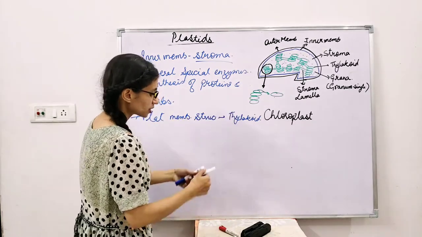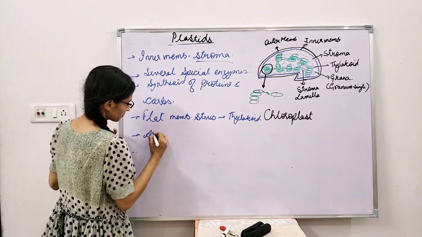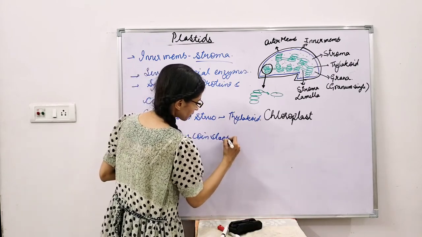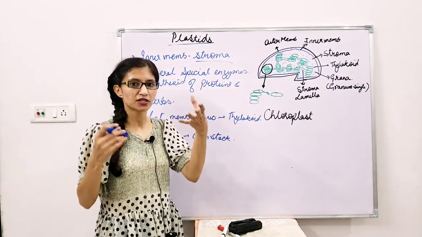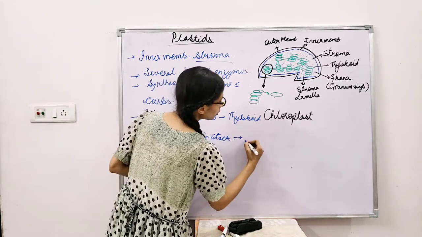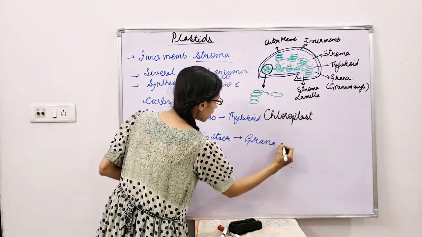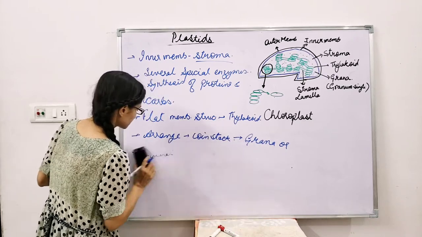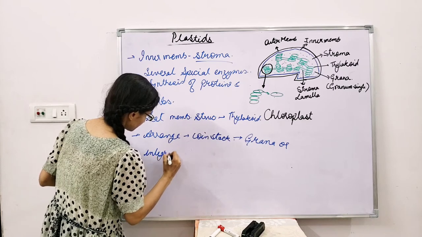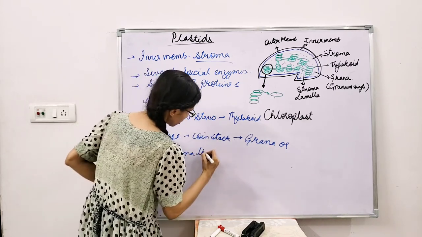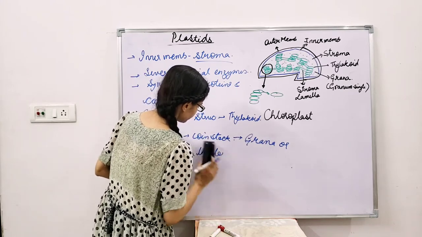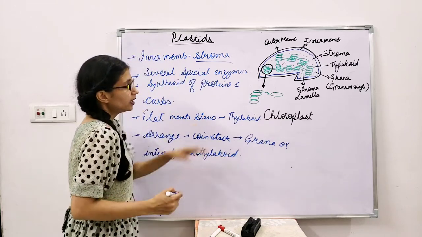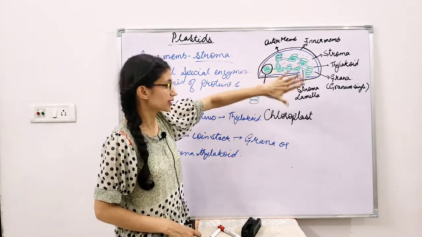So they are flat membranous structures, and when these thylakoids arrange themselves in a coin shape, like a coin stack, okay, when they arrange themselves in a stack of coins, like 4 or 5 or 6 or 10 or 20 might be, they actually become your grana. You can call them grana, or you can also call them integral grana thylakoid. All of them together are called grana.